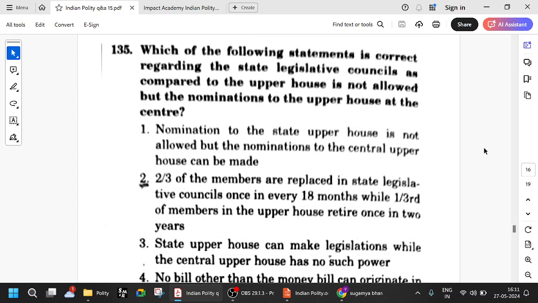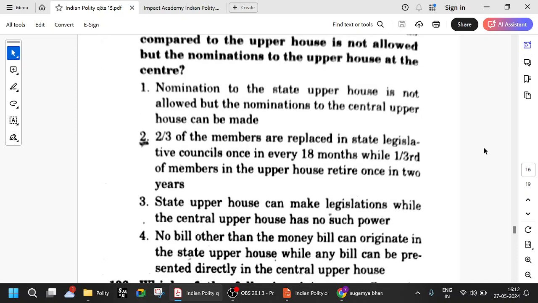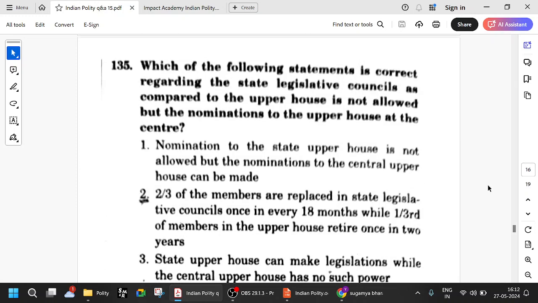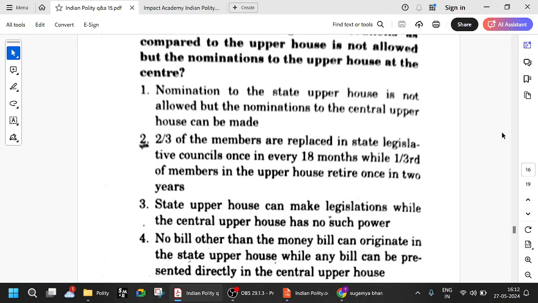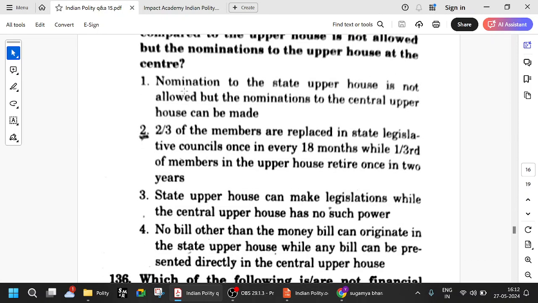So which of the following statements is correct regarding the state legislative councils as compared to the upper house? So basically Rajya Sabha and MLC. Okay. So two-thirds of the members are replaced in state legislative councils once in every 18 months, while one-third of the members in the upper house retire once in 2 years. Another option says nomination to the state upper house is not allowed, but nomination to the central upper house can be made.